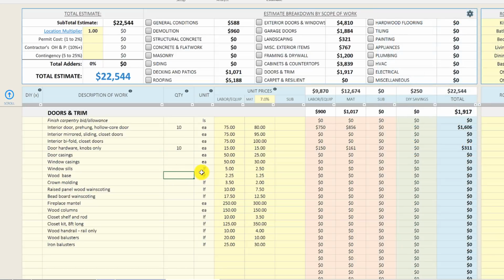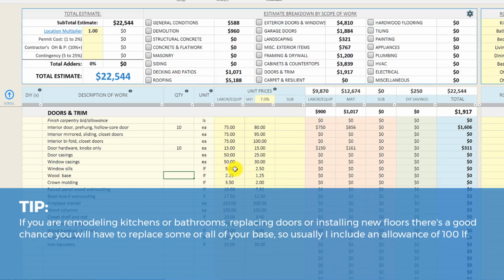Otherwise, wood base. A lot of times in these old houses, the wood base is going to be pretty banged up. Instead of replacing all the base throughout the house, sometimes I'll just plug in an allowance. So maybe we've got 100 lineal feet that need to be replaced. Sometimes I'll just plug in a budget number in case we need to replace some base throughout the property.